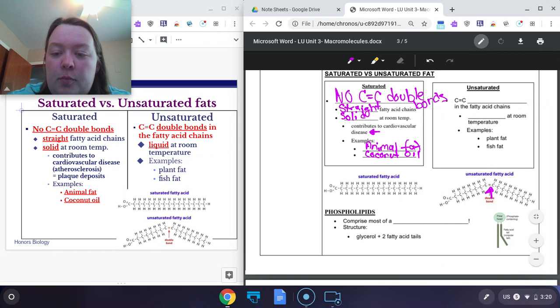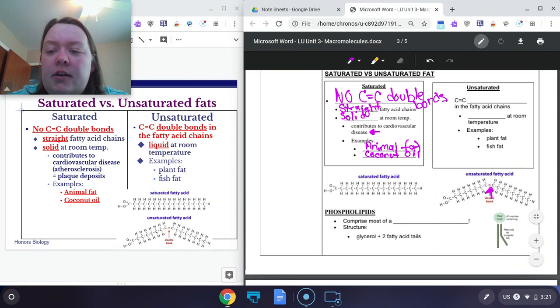So for cooking purposes, anything you're going to put inside of your body, coconut oil is less healthy. And you know that coconut oil is a saturated fat because when you buy it, it's not a liquid. It's a nasty, white, chunky type of solid. And that's how you know that it is saturated.